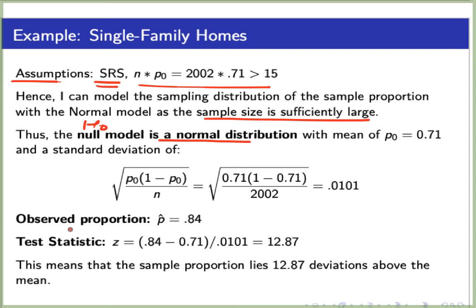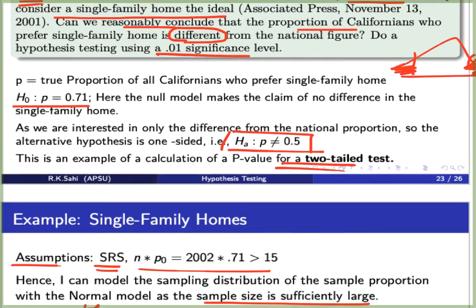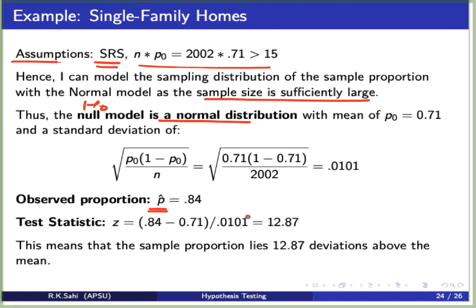Okay, so you do find the observed proportion. Remember, this 0.84 is coming from, they said how many people favored? They said 1682. So when you divide 1682 by 2002, you get 84% here. Then you find the test statistic and you get 12.87, the sample proportion is way above.